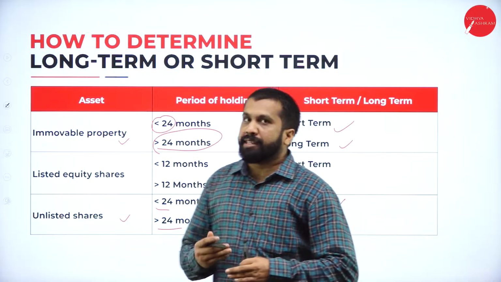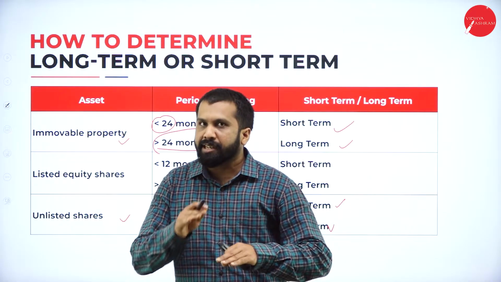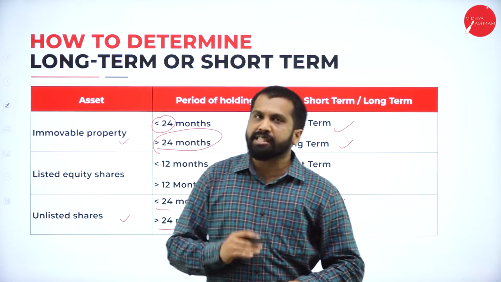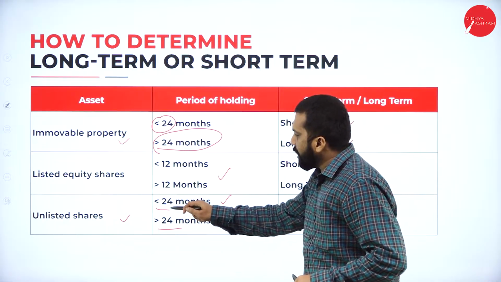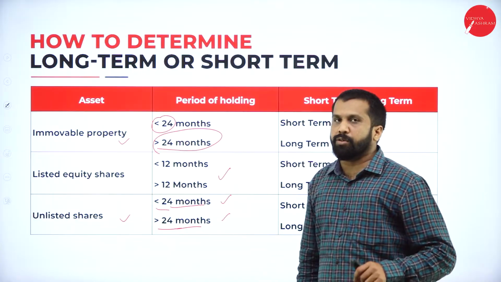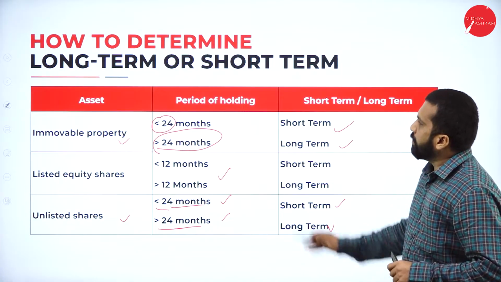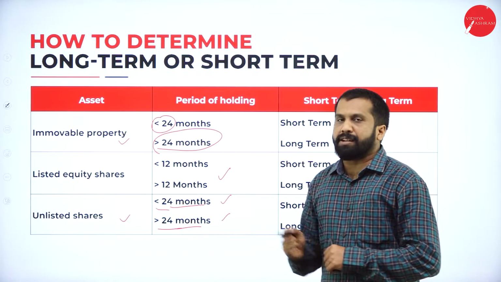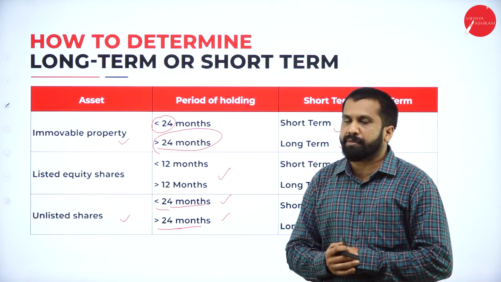Unlisted shares means the buyers and sellers will be less, the movement will be less, the fluctuations will be less. That's why it will come under the 24 months category. Hope you are clear? Yes. We have immovable property, listed equity, unlisted equity. These are the informations we have right now.